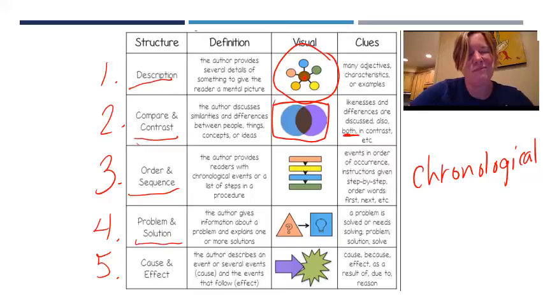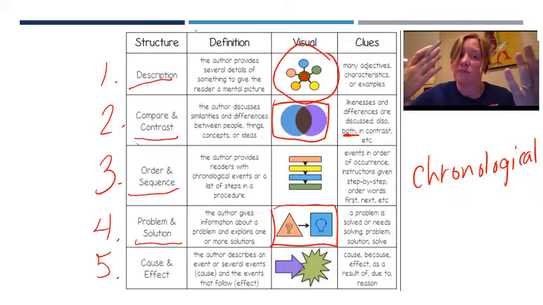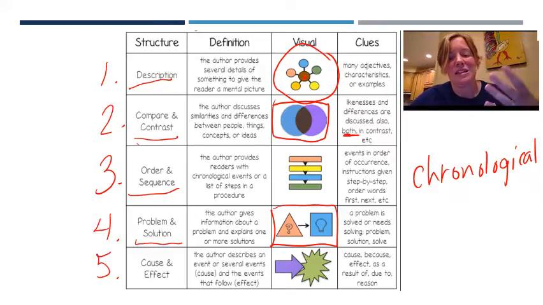Problem and solution. Kind of self-explanatory. That's where the author is giving you information about a problem and then explains the solution. So the graphic organizer we use often looks similar to this right here. It's going to have 2 pieces. It's going to have the problem and then it's going to have the solution. It might have several solutions, but there's always going to be something that needs to be fixed.